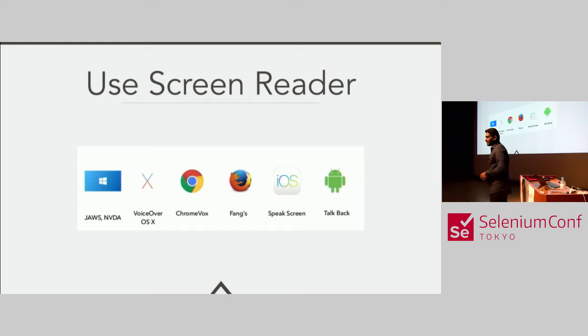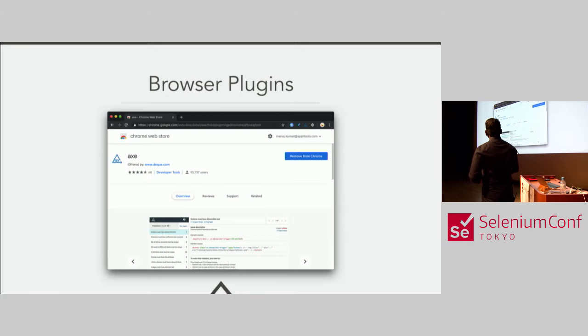Firstly, if you ask me how you would test with screen readers, you can use JAWS, VoiceOver, ChromeVox, Fangs, and different tools out there. And you can use browser plugins. It's done by aXe. aXe is an accessibility engine which has all of those WCAG 2.0 rules that you can use to audit your application, and it provides any violations that it finds.